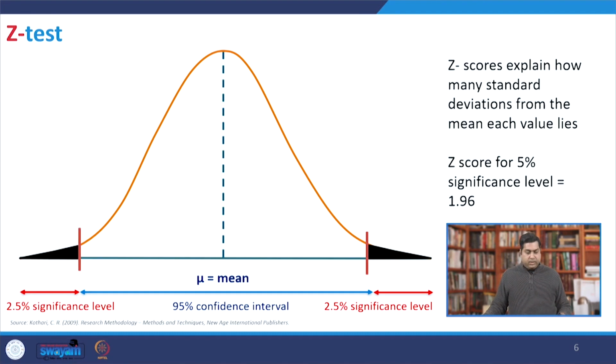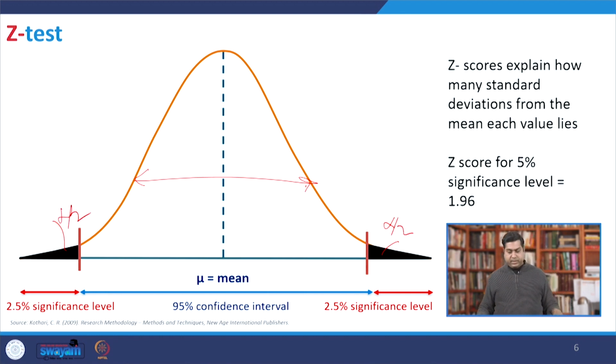Now, coming to the Z test. So, again this is very similar. Probably we are very familiar with this particular graph, where within this region you can say this is the confidence interval, and then also the acceptance region, and the other two are where it is taken as alpha by 2, where alpha is the significance level.